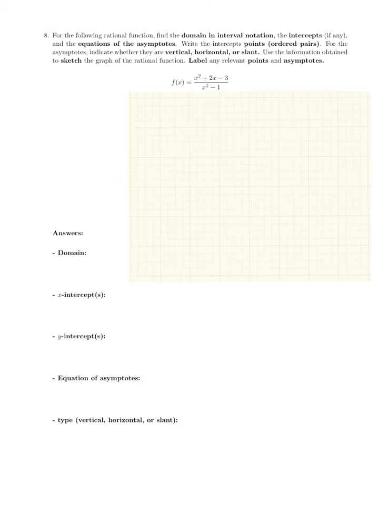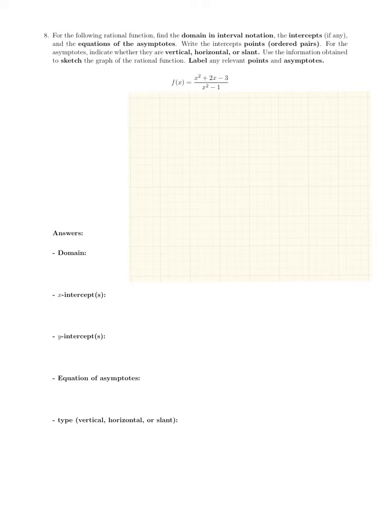Okay, number 8. For the following rational function, find the domain in interval notation, intercepts, and equations of the asymptotes. Express your intercepts as points, and if you have any asymptotes, denote whether it's vertical, horizontal, or slant, and sketch. All right, so let's get started on this one.